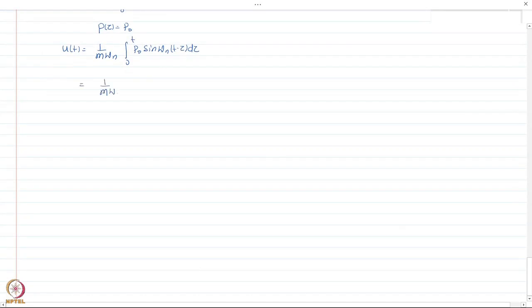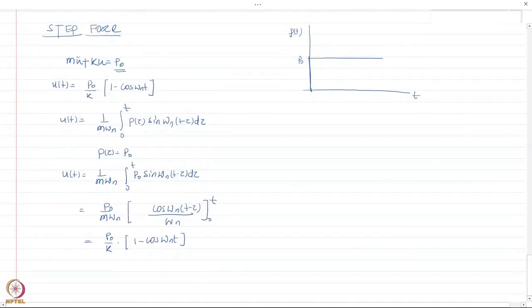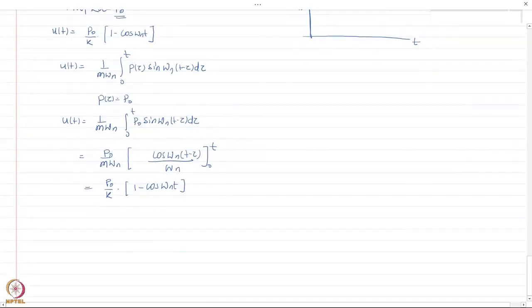Let us take p naught outside. This would be minus cos omega n, and then minus minus gives plus, so it is (t minus tau) omega n from 0 to t. After you substitute the limits, and remember that m omega n squared is k, this would be equal to p naught by k times 1 minus cos omega n t. In this case it happens to be easy, but as the loading function p tau gets complicated, the Duhamel integral tends not to be a good method to calculate the response.